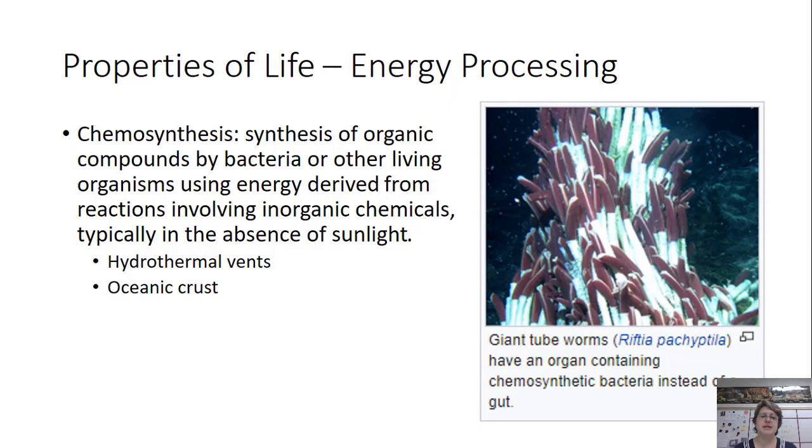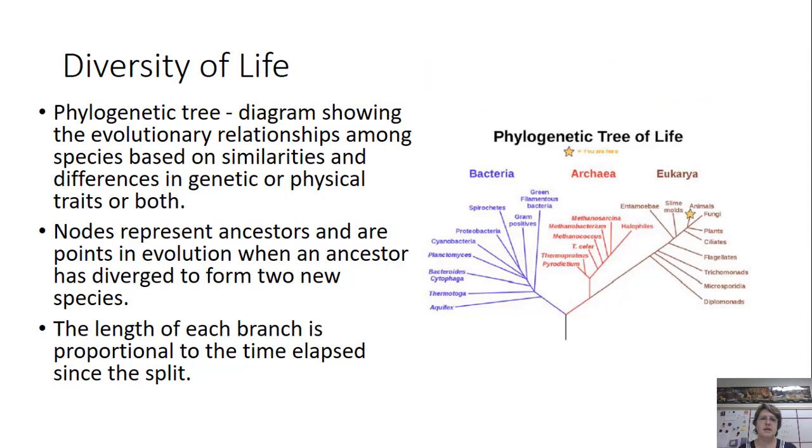All right, so energy processing: chemosynthesis. We don't just have photosynthesis and respiration, but we could actually have something called chemosynthesis. This is the making of organic compounds by bacteria or other living things, not using sunlight. We're using chemicals. This is very commonly done in hydrothermal vents or in the oceanic crust.